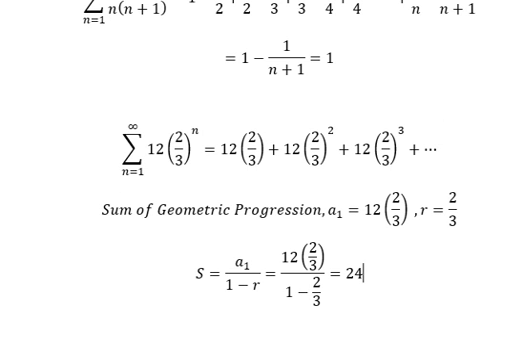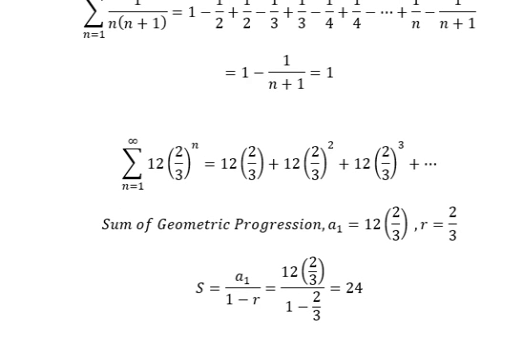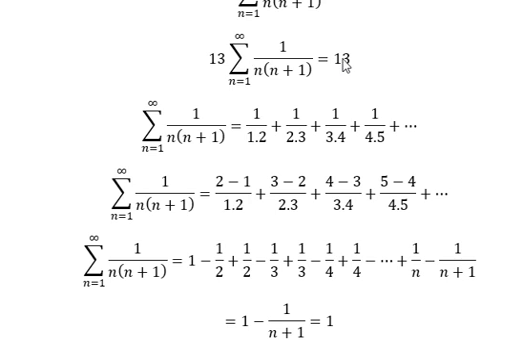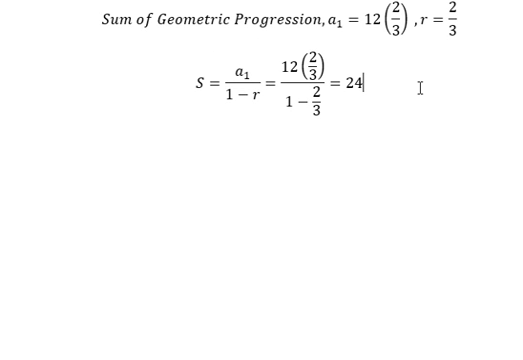So we combine everything in here. So we have 13 plus 24, and we have 37. This is the end.